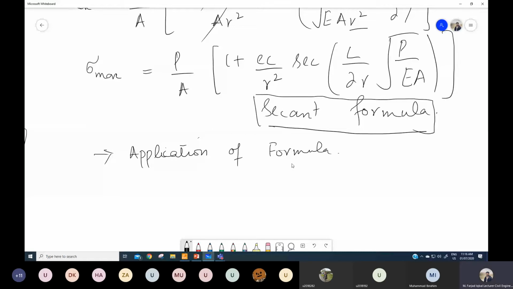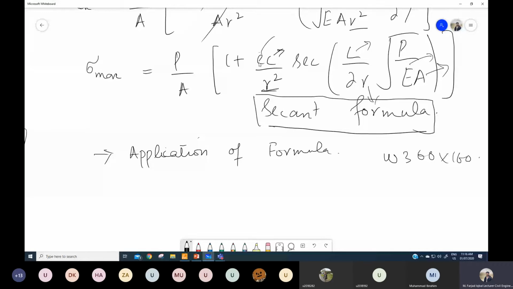So what happens basically in the case of columns is that you will be provided with a section. There can be two kinds of problem. If you are given any section, then for that section you will have this E factor, sorry, this R factor, this C factor, this L factor, again this R factor, this E, this A. They are all the cross-sectional properties, or the properties related to the section or the dimension of any column section or any column length.